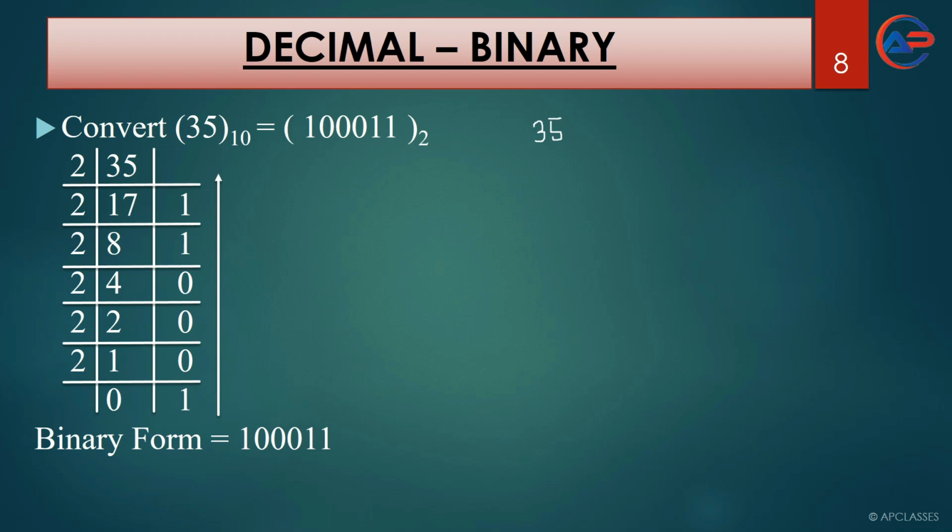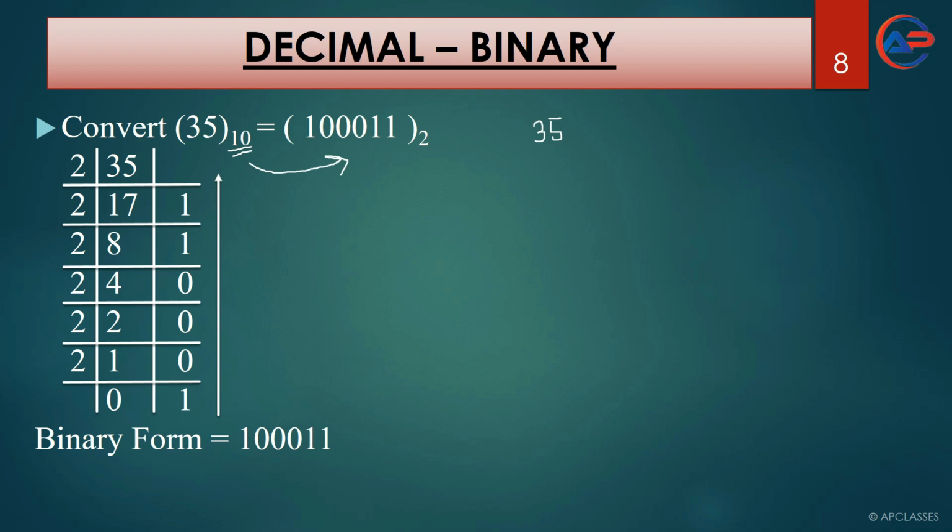The base of 35 is given as 10, isn't it? So when the base is given as 10, that means this is a decimal number. And now we have to convert this decimal number to a binary number. Right? Now how can we convert this decimal number to a binary number? We have to divide by 2.